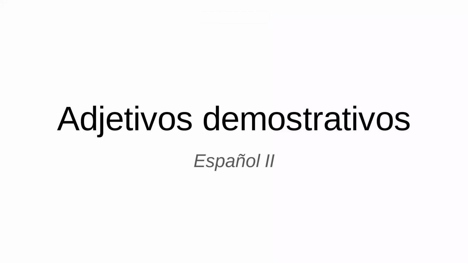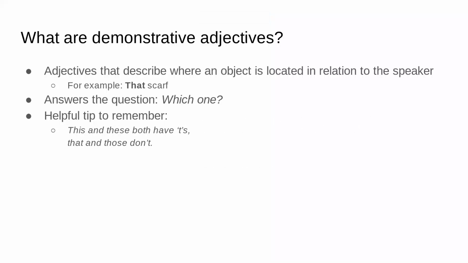So, let's get started. Demonstrative adjectives are adjectives that describe where an object is located in relation to the speaker. So, for example, that scarf, those shoes, that belt over there. They answer the question, which one, when we are looking at a pile of objects. And we'll come back to this helpful tip when it makes more sense.